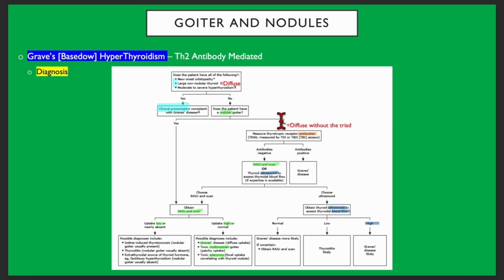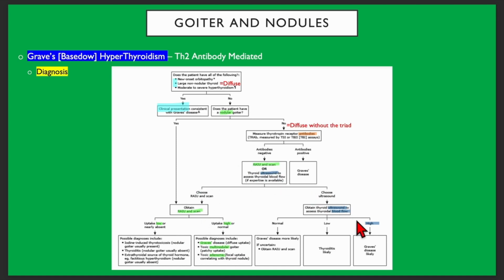If it's not nodular and it's diffuse, but without a triad, so triad no, nodular no, we end up in diffuse without the triad, then go to the antibodies. If it's positive, that's it, Graves' disease, because once you have this antibody, only Graves has it. But if you don't have the antibody, then you go to ultrasound, you see this vascularity, then it's Graves' disease. Or you can go through scintigraphy, which we already said how to differentiate.